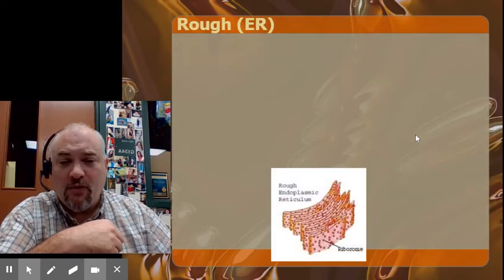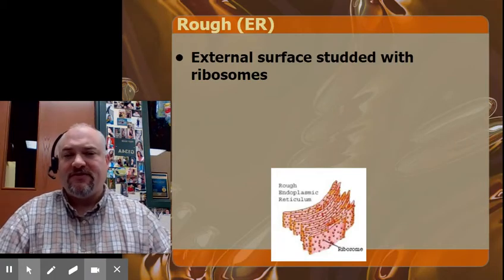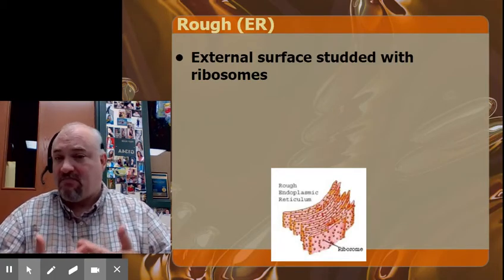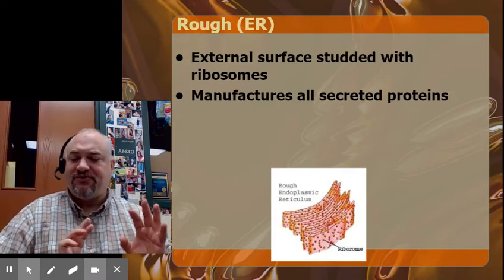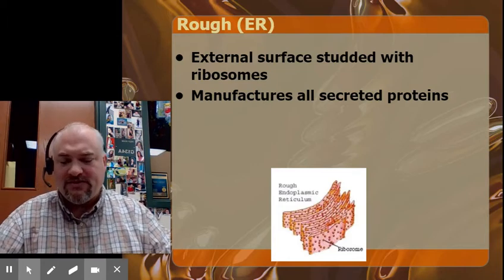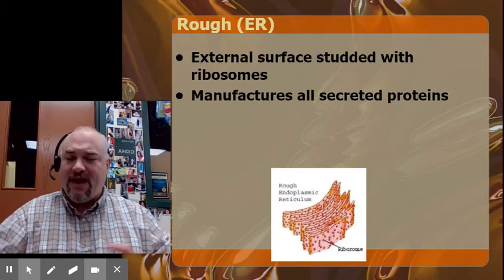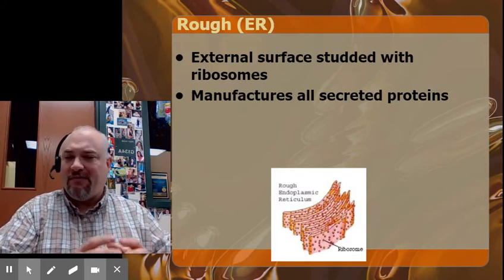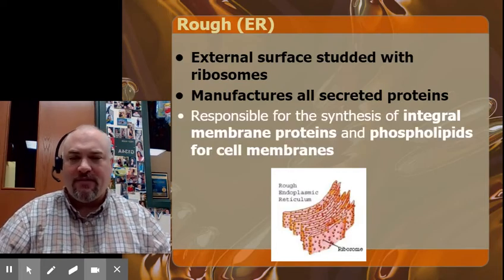So, the rough ER. Got a little picture of it down here. The external surface is studded with ribosomes, hence it's called rough ER. And it manufactures any proteins that are going to get secreted out of the cell. The ones that are made by the free-floating ribosomes are going to stay in the cell. But if you're going to make them and ship them, we're going to want to make them in a concentrated place where we have control over them, so we make them in the rough ER.